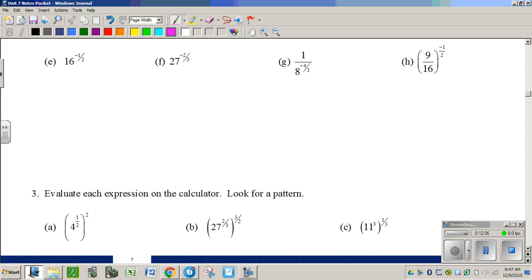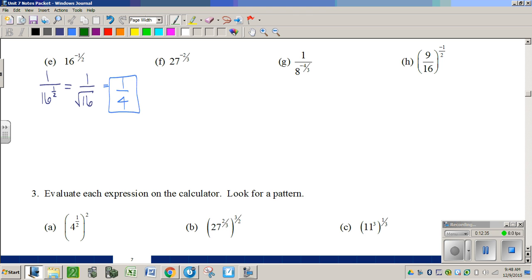Okay, step it up a notch. Let's make these exponents negative. Remember, if I have a negative exponent, I want to take the reciprocal of whatever's being raised to that negative exponent. So this is now going to become 1/16 to the 1/2 power. If you remember from the first page, we said raising something to the 1/2 was the same thing as taking the square root of it. So now I have 1 over the square root of 16, which turns out to be 1/4.